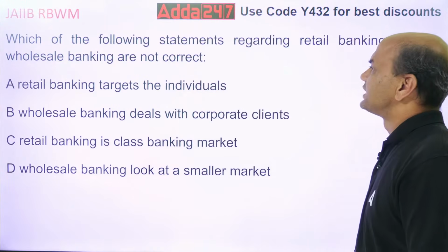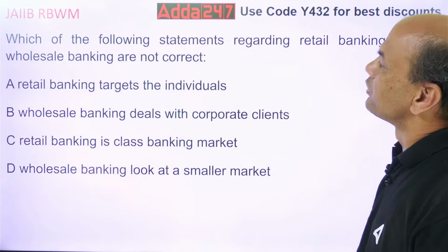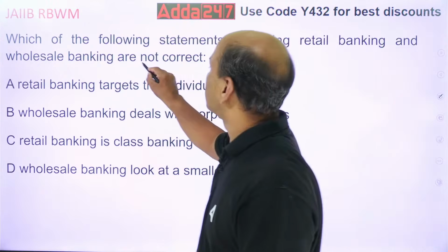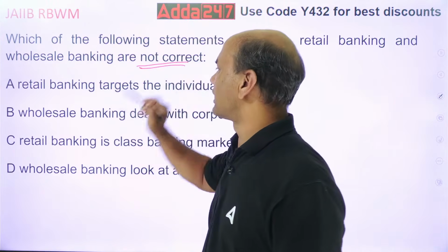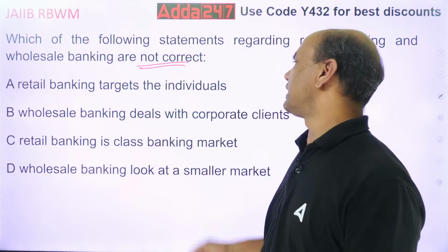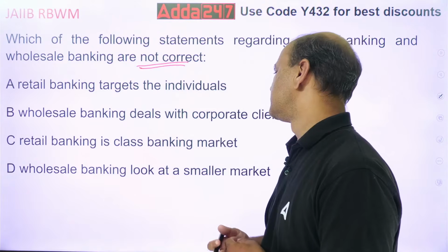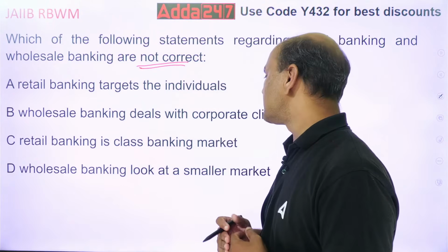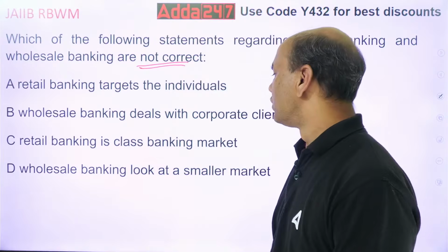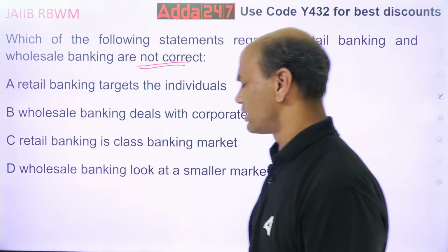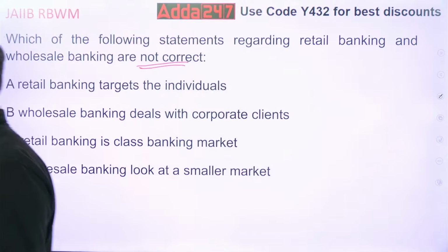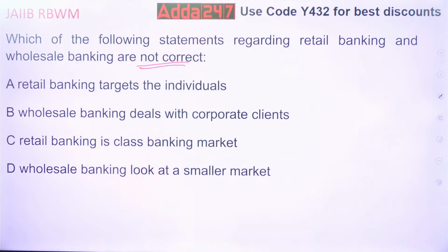Which of the following statements regarding retail banking and wholesale banking are not correct? Pay attention, not correct. Retail banking targets individuals. Wholesale banking deals with corporate clients. Retail banking is a class banking market. Wholesale banking looks at smaller market. So which of them is correct? Correct, Manjula. Jupudi Grace, Banking Codes and Standards Board of India, very good.